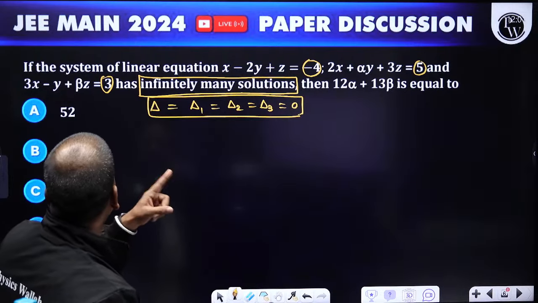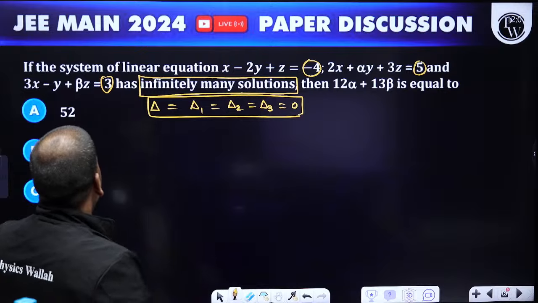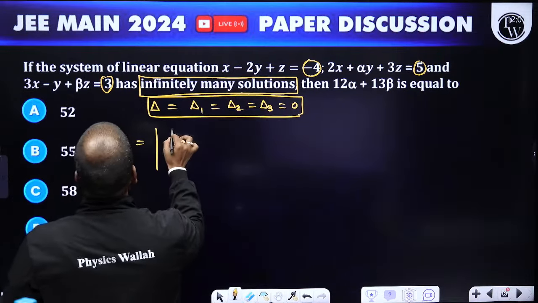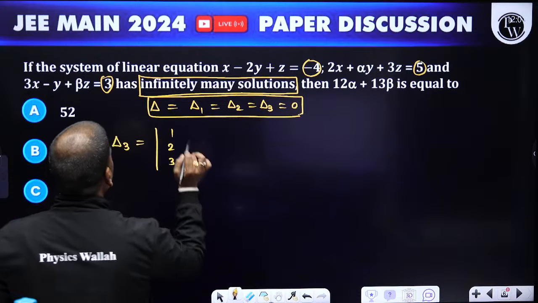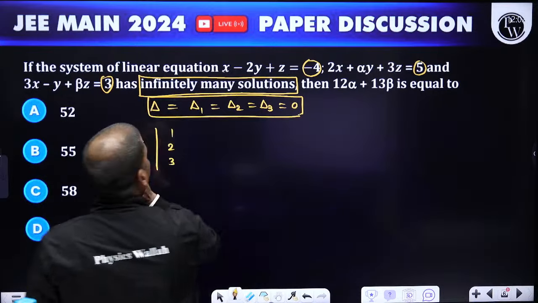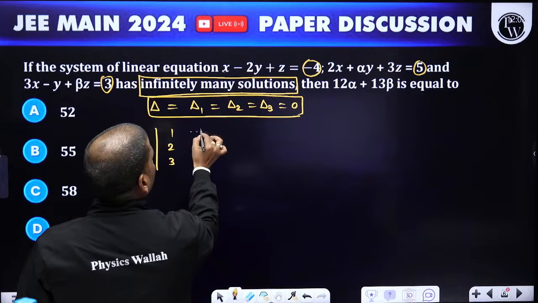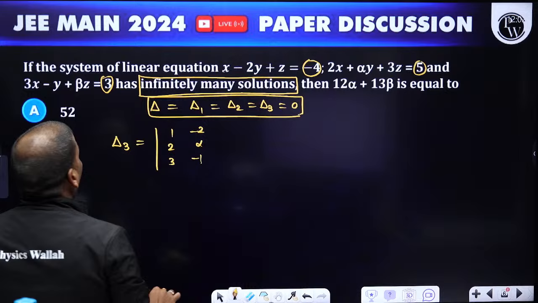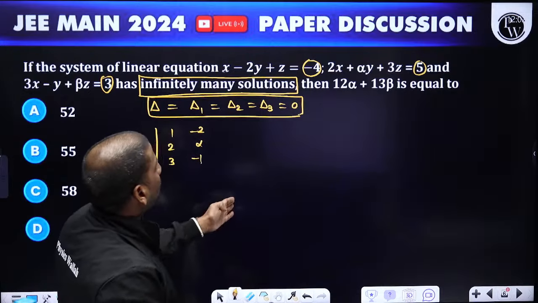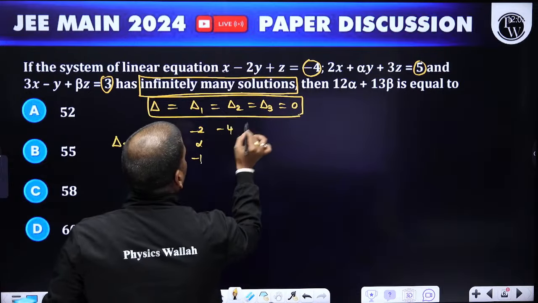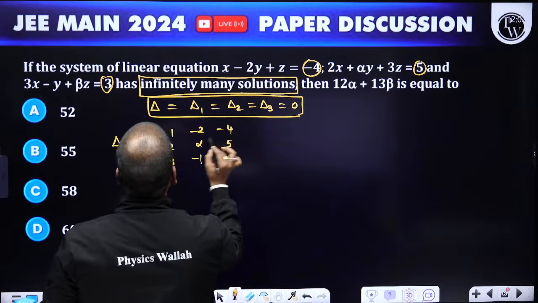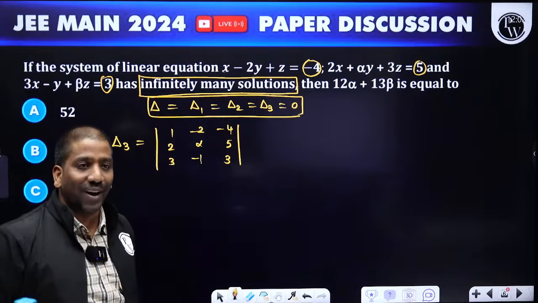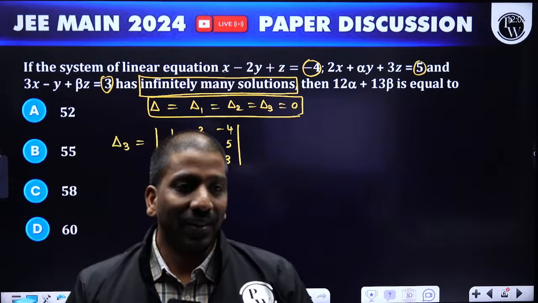So let us take one way. Alpha. Where is alpha? In the second column, right? Now, let us take delta 3. So delta 3 means 1, 2, 3, right? 1, 2, 3. Next, minus 2, the coefficient of alpha, alpha and minus 1. And the third column is the constants. Minus 4, 5 and 3, right? So then we have only alpha, we will get alpha directly.